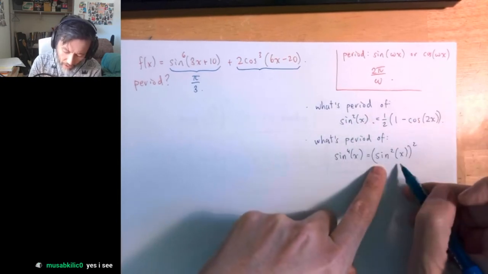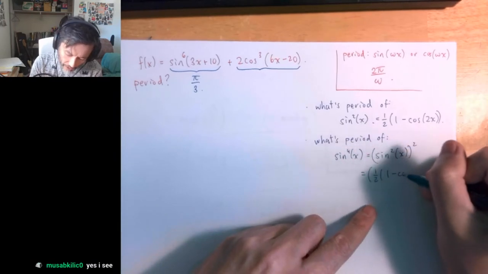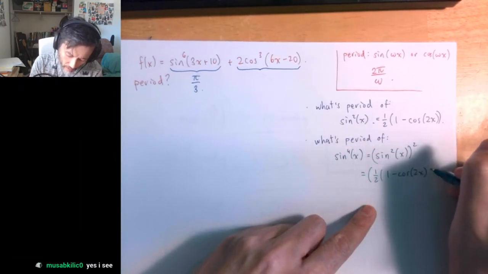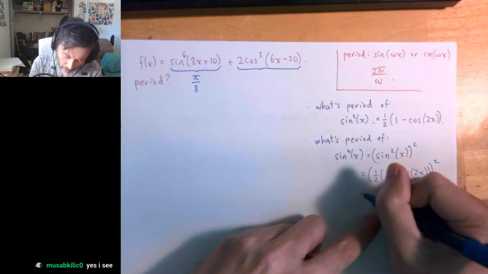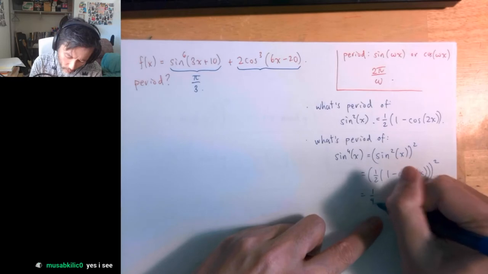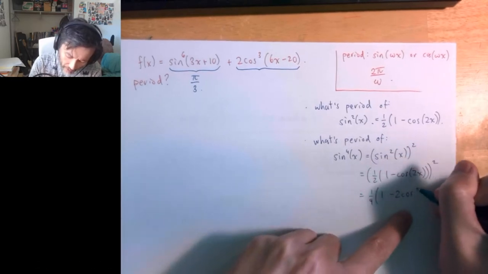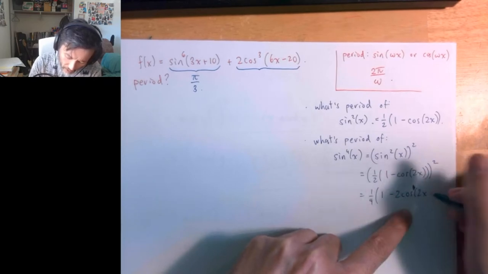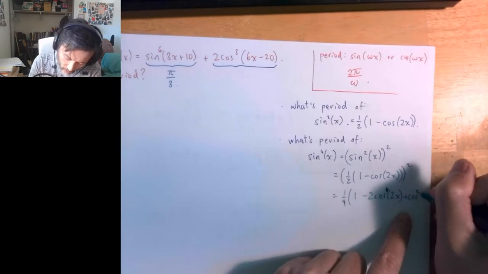And we just got done saying that sine squared is 1 half times 1 minus cosine 2x. And this whole thing gets squared. So if we square this, we get 1 fourth times, now I have to square this. So I get 1 minus 2 cosine 2x, that's just left alone, plus cosine squared of 2x, right?